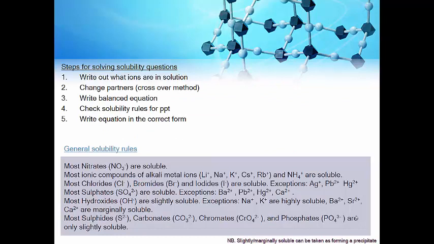Okay, so step 1, write out what the ions are in solution. Step 2, change partners, so you cross them over. Step 3 is write the balanced equation. Step 4 is check the solubility rules for precipitation. And step 5 is write the equation in the correct form.